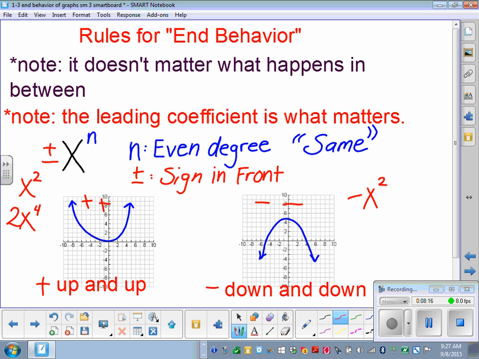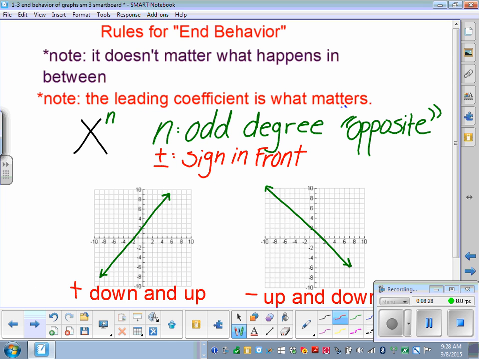Okay, so those were just some examples. Another example would be negative 2x to the 4th. Even degree, we know it has same end behavior. It's frowning because of the negative in front, so it's going to be down and down. Okay, so now we'll go on to odd degrees.